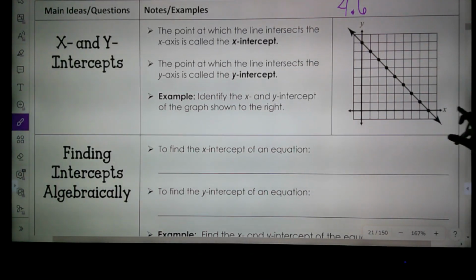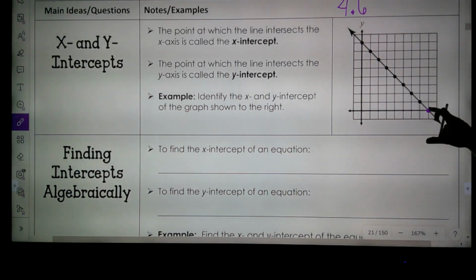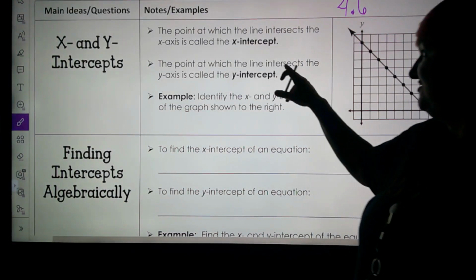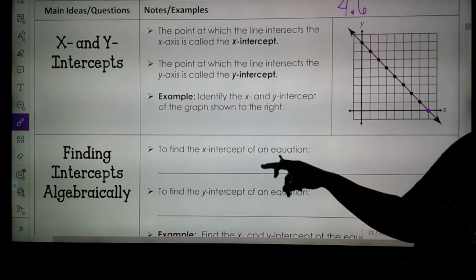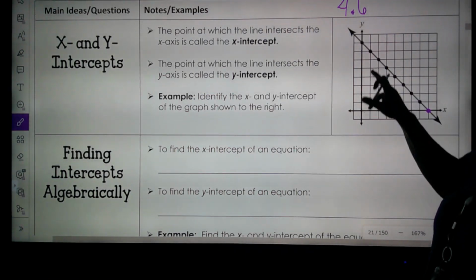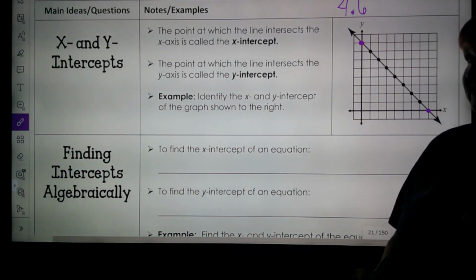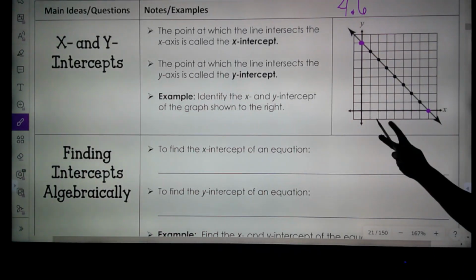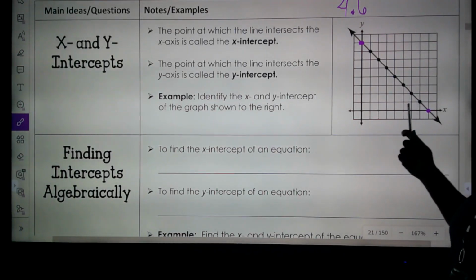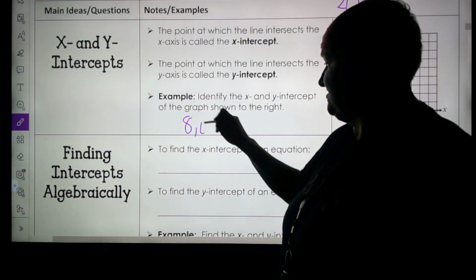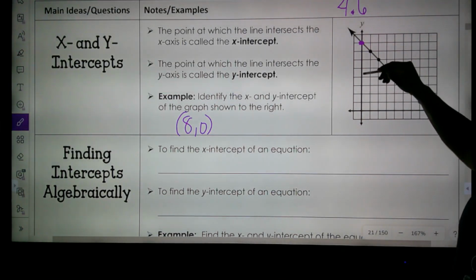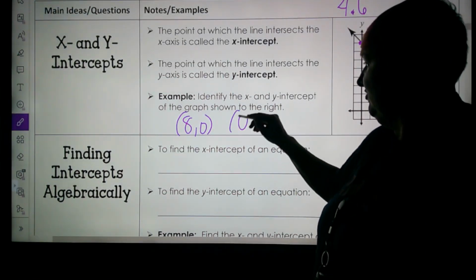This is the x-axis. This is where the line crosses the x-axis. That is your x-intercept. The point at which the line intersects the y-axis is called the y-intercept. The line crosses the y-axis right here. That's your y-intercept. Right? So, if we wanted to label them, the x-intercept is 1, 2, 3, 4, 5, 6, 7, 8. The x-intercept is (8, 0). And the y-intercept is 1, 2, 3, 4, 5, 6, 7, 8. (0, 8).